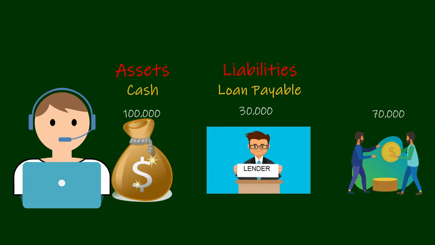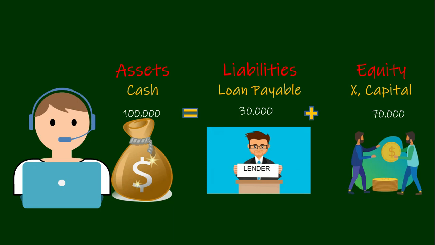And the business also owes its owners for their investment, in this case, owner's capital, of 70,000. Total assets, 100,000. Total liabilities and equity, 100,000. The equation always balances. Amazing, right? Now, another way to appreciate the basic accounting equation is that it actually gives us a snapshot of the business's financial performance as of a specific period.